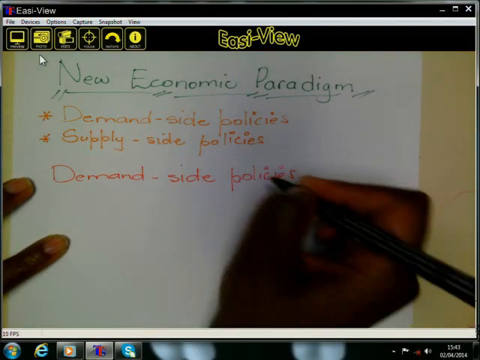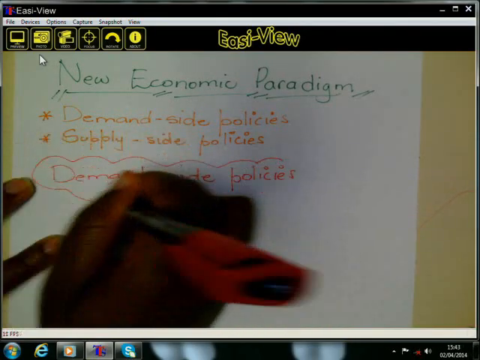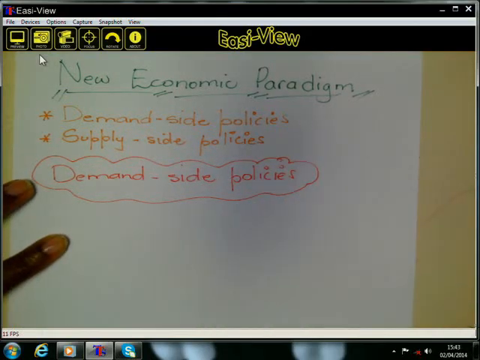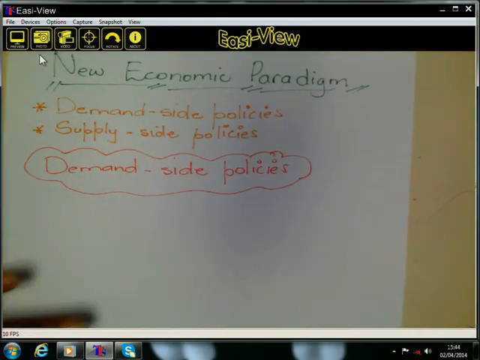Let's see, what are the concerns from the demand side policies? And remember, I cannot emphasize this too much. We use different books, but the most important thing is to follow the guideline. What does the guideline want? First, you must know what the economic paradigm is. So we've talked about the economic paradigm. So now we come to the demand side policies.